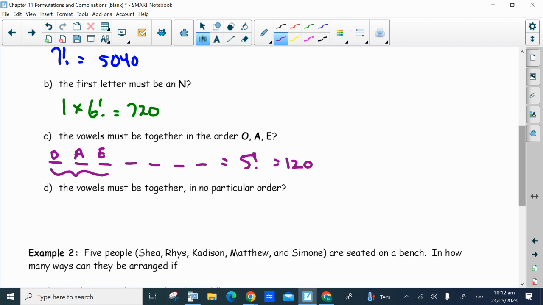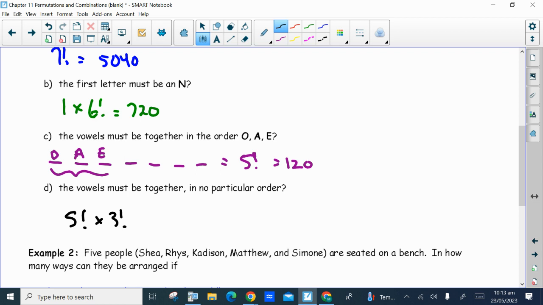So what's different between C and D? With C, it says they stay in that order, O first, A second, E last. Part D says they must stay together, but in no particular order. So this would have to be done in 2 different steps. The first step, like we did in Part C, the 5 objects are being arranged in 5 factorial ways. They count as one object to be arranged, plus the remaining 4 letters gives us 5. However, in this case, you also have to multiply by 3 factorial.